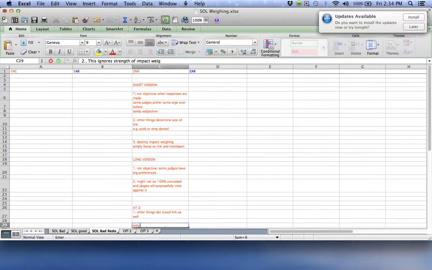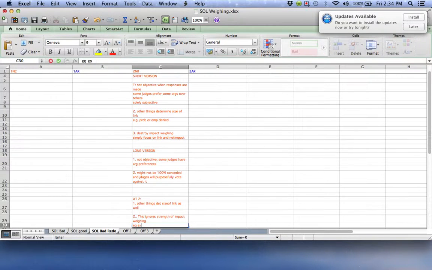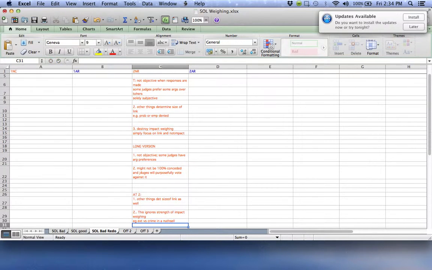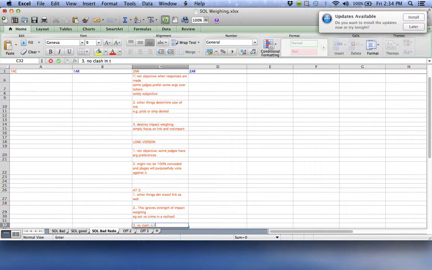On number three, one turn: there's no clash in this instance because you simply want the easy way out by going for a strength of link argument on a dropped argument. Instead, you should actually try to engage my argument. Second turn: you deter people from impact weighing. That destroys clash because you simply focus on a link level. That's 52.